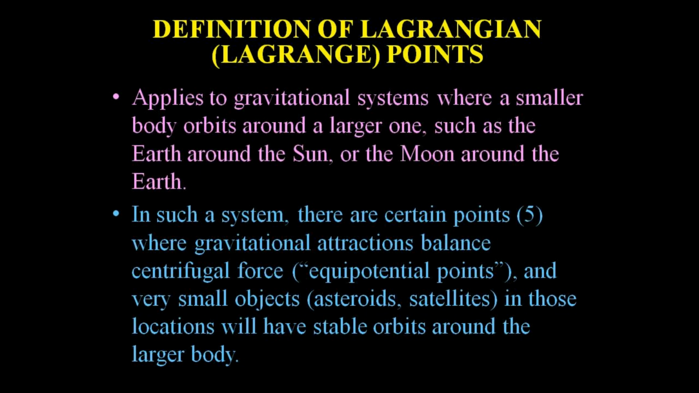And objects can be placed there, small objects that are negligible in mass compared to either the sun and earth or earth and moon, such as little rocks or satellites or something like that, that are stable, and they will orbit around the larger body at the same speed that the smaller body does, and they all move together. So it's kind of counterintuitive if you're thinking of Kepler's laws, and we'll see how that works after a little while as well.